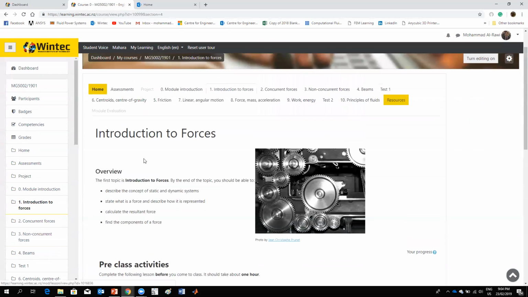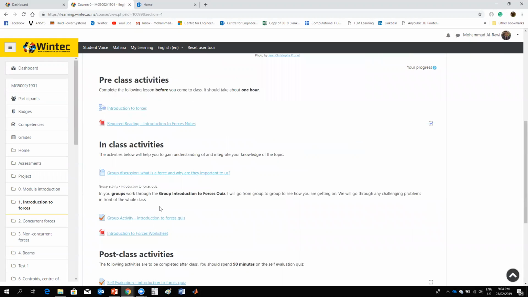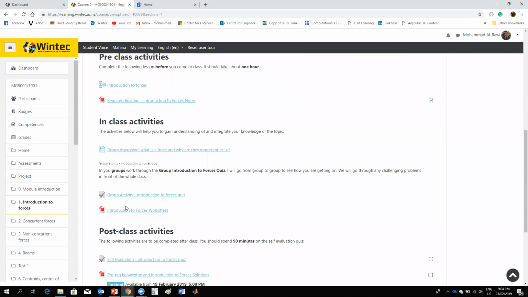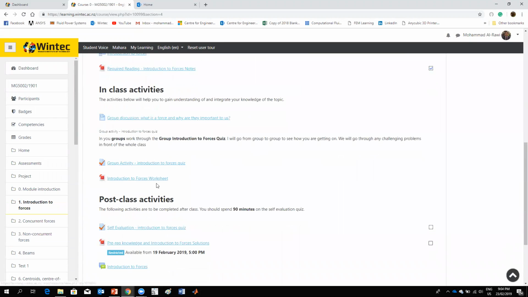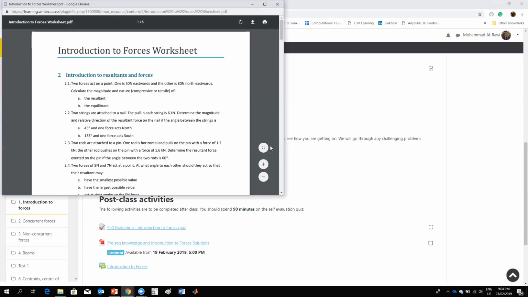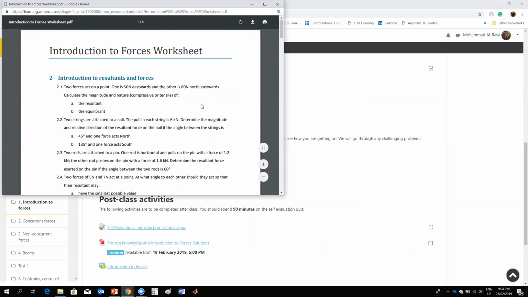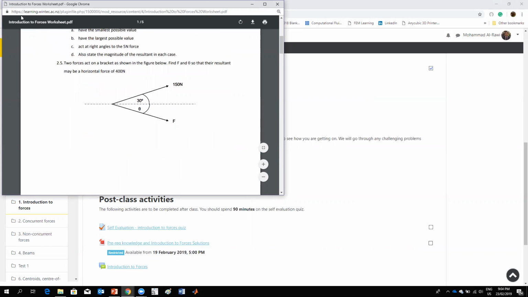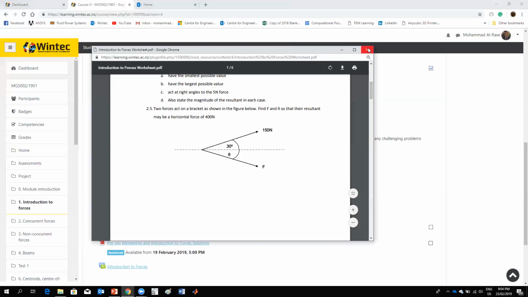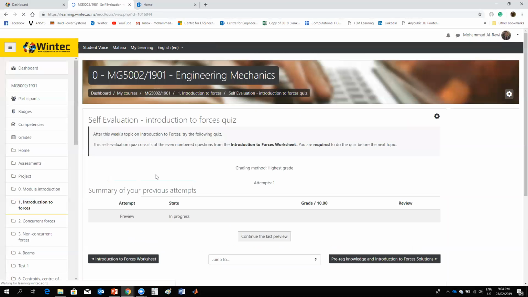So if you go back to the Moodle class, Topic 1, Introduction to Forces, you can definitely do the group activities, the Introduction to Force worksheet. We have a very nice set of questions for you to practice at home. You can practice as a group as well.